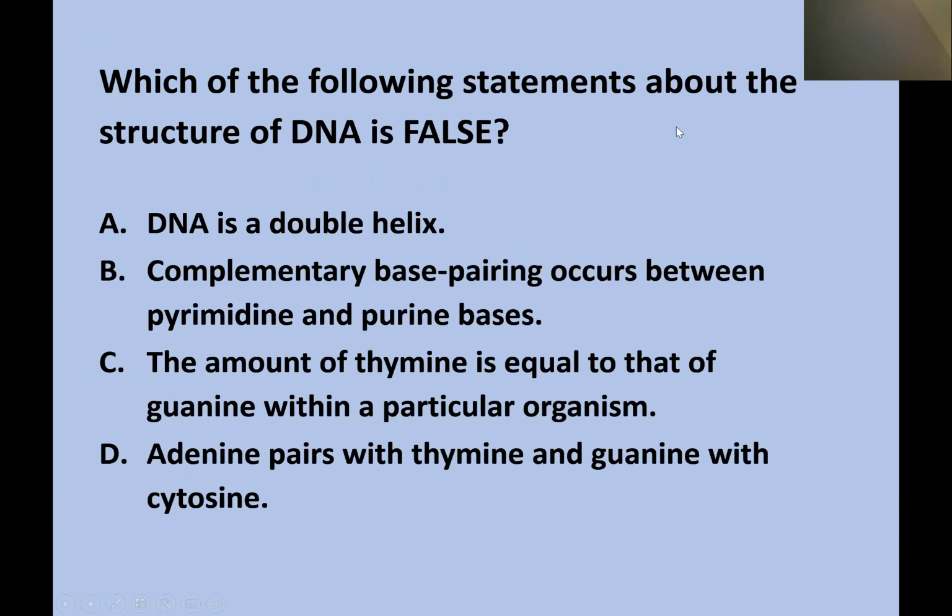Which of the following statements about the structure of DNA is false? Well, we know that DNA is a double helix. We know that we have base pairing with pyrimidines and purines. We know that A and T base pair and G and C base pair. So the answer is C. The amount of thymine does not equal the amount of guanine, right? So you can have lots of A and T in a DNA and very little CG, or you could have the opposite, but they're not all equal, right? So this is really getting you to think about the base pairing rules.